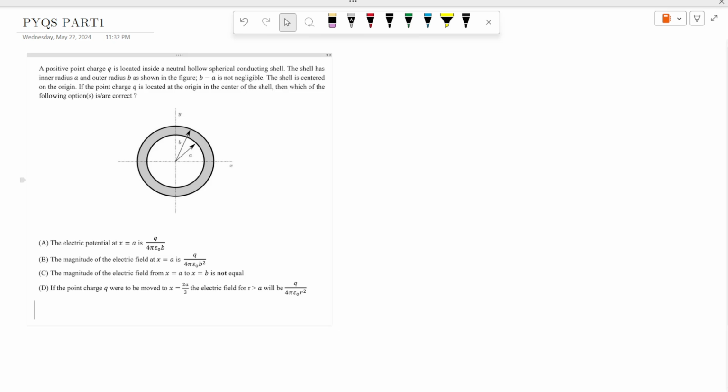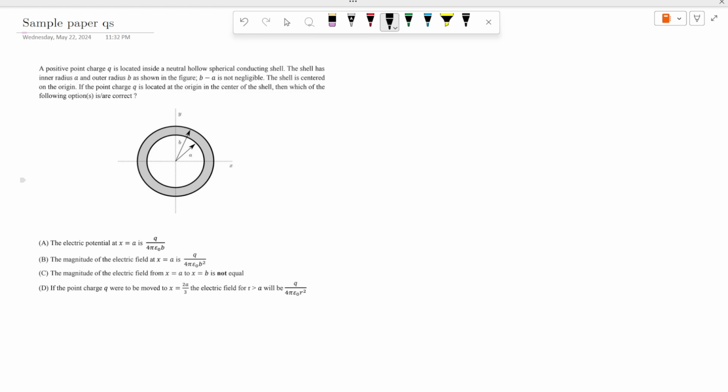Hello everyone. Today we are going to discuss this sample paper question. This sample paper was released by IIT Kanpur. All right, let's see how we can solve this.